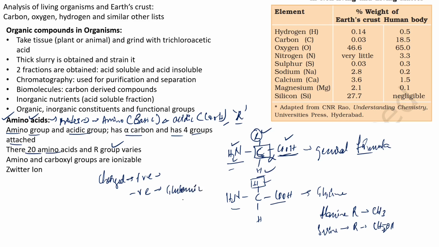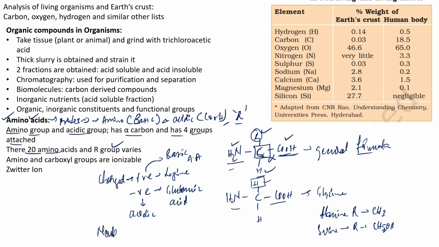It is glutamic acid, right? And negatively charged amino acids are generally called the acidic amino acids. But for positively charged amino acids, we have an example called lysine, right? Lysine is an example of a positively charged amino acid, and positively charged amino acids are called the basic amino acids. And in some cases, you also find neutral amino acids.